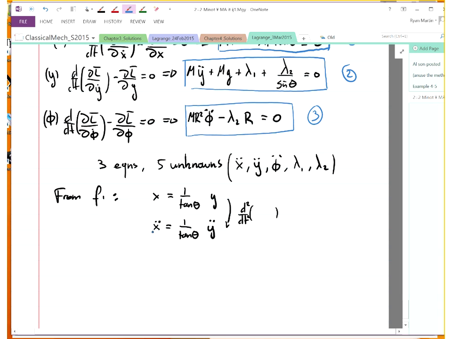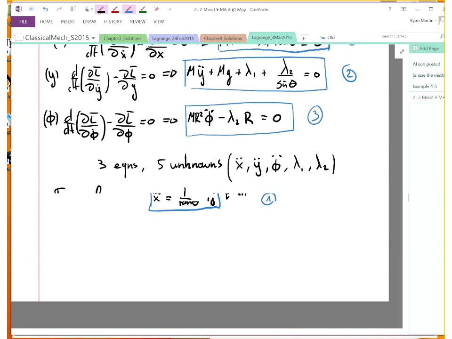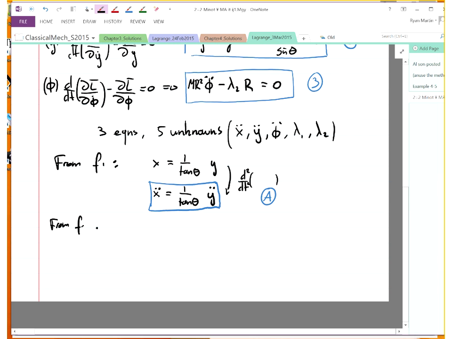So I'll just put 2 dots instead of 1 dot. Everybody happy with that? So let me box that equation. We call that equation A. Could call it equation 4, but I'll call it equation A instead.